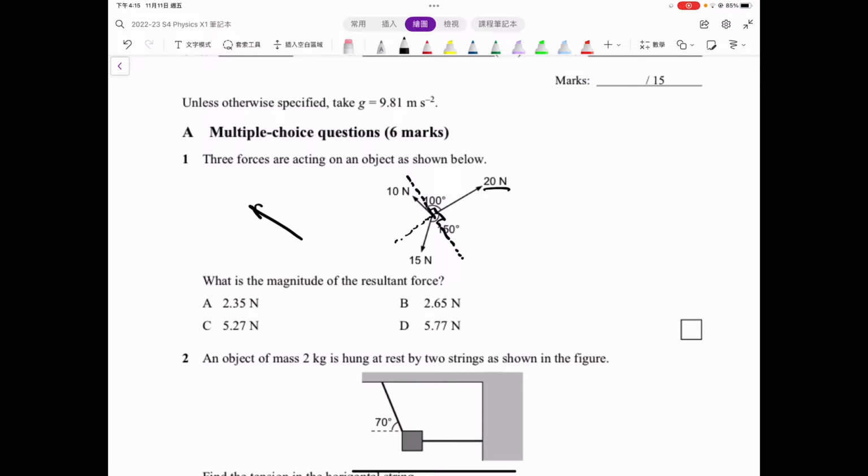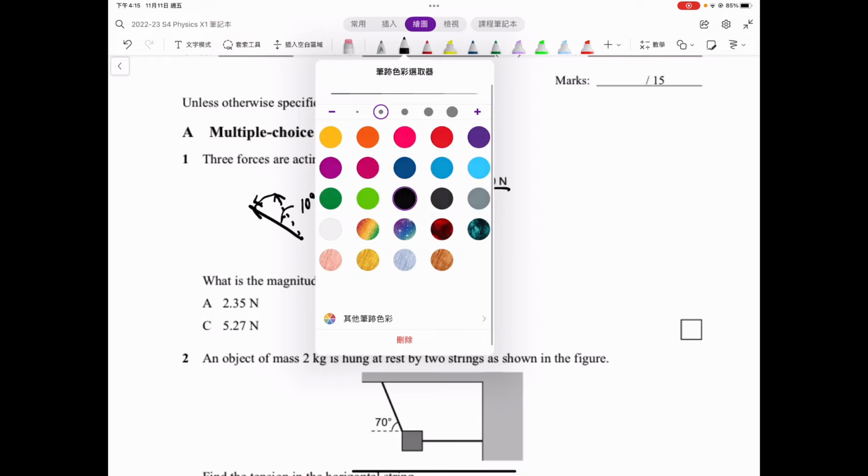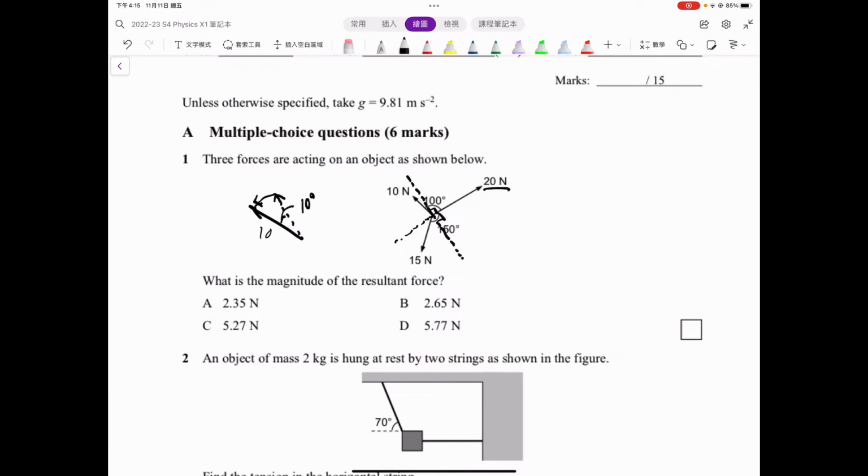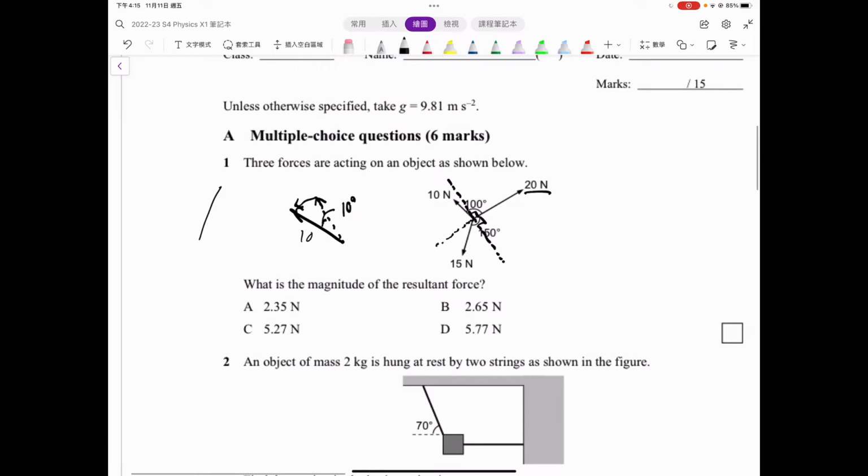So the 10 Newton force, if you resolve the components, would look like this and this, and the angle between them is 10 degrees. And the 15 Newton force, you would resolve it into this component and this component. The angle between it would be 150 minus 90, so it's 60 degrees.